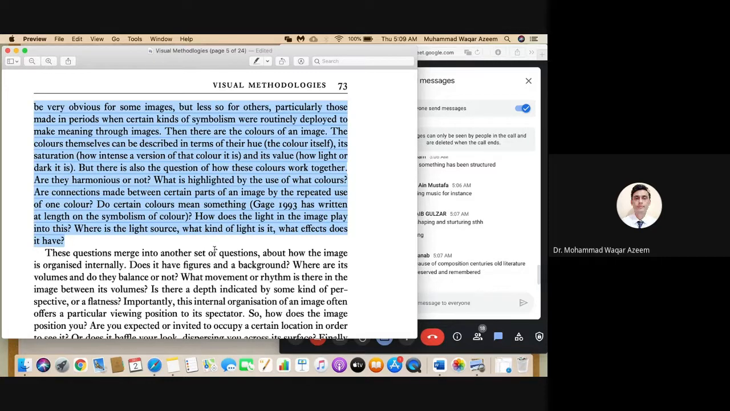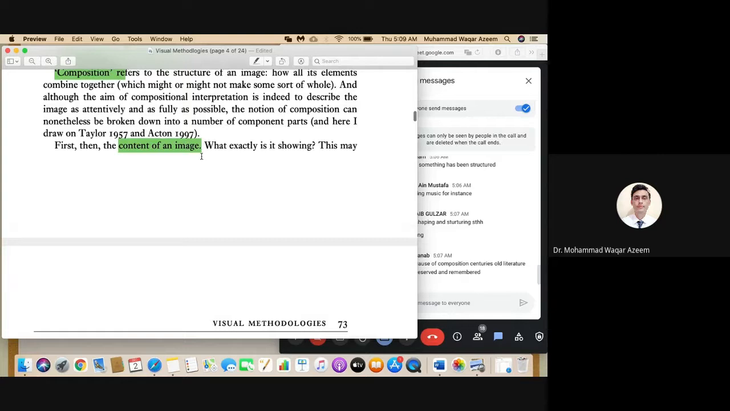But there is also the question of how these colors work together. Are they harmonious or not? What is highlighted by the use of what color? Are connections made between certain parts of an image by the repeated use of one color? Do certain colors mean something? How does the light in the image play into this? What is the light source? What kind of light is it? What effects does it have? Right? So these all are questions of the content of an image.